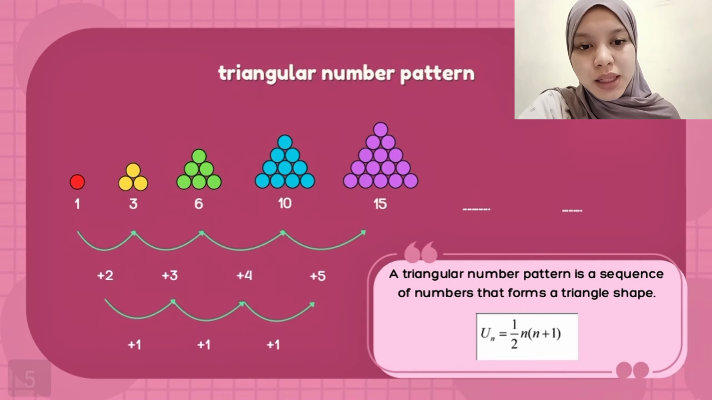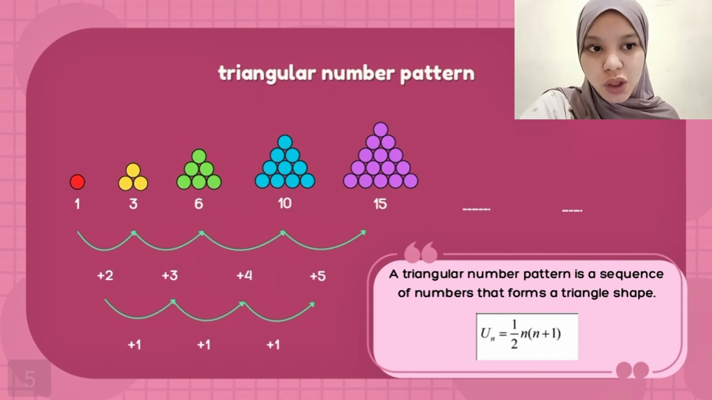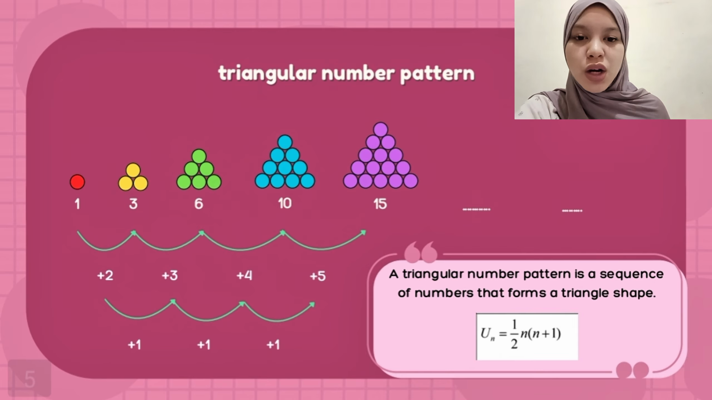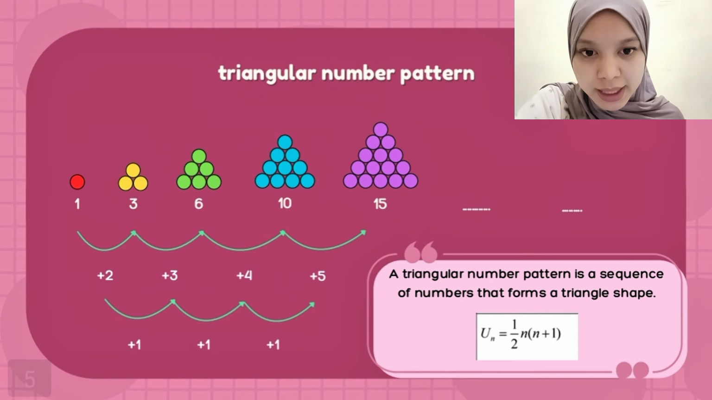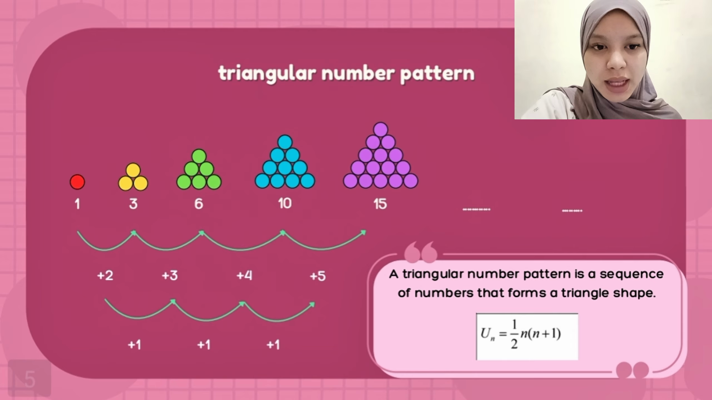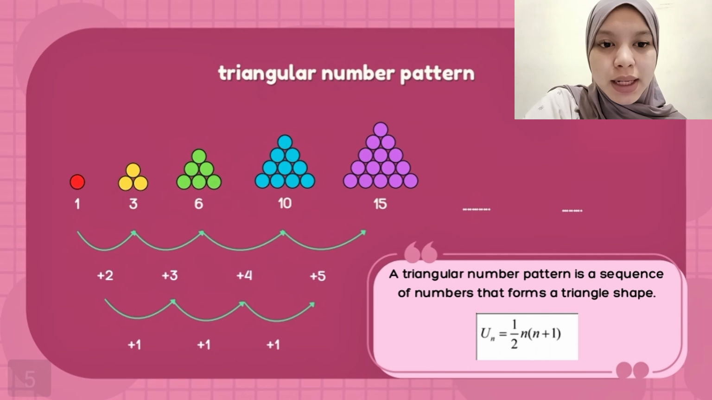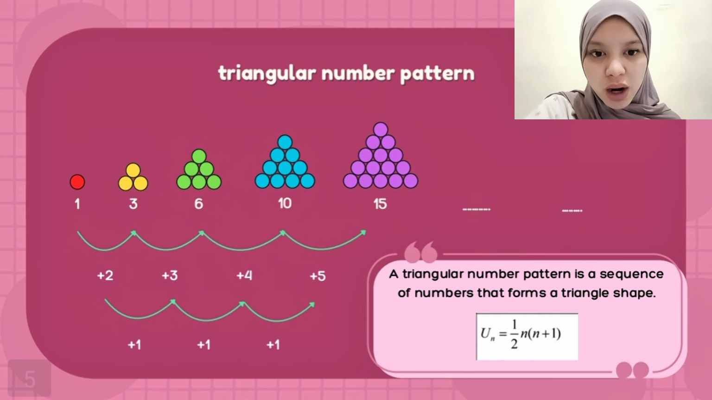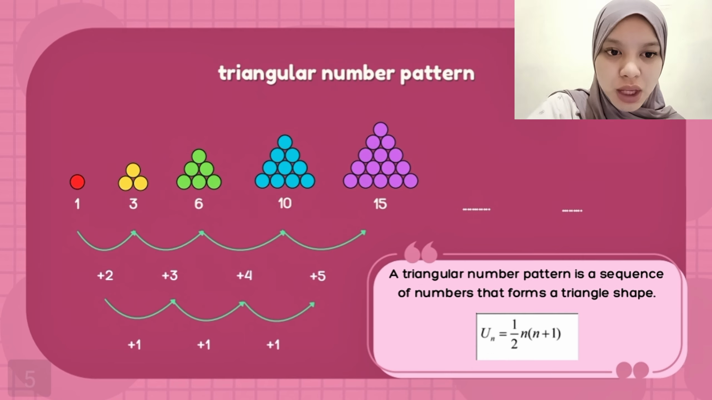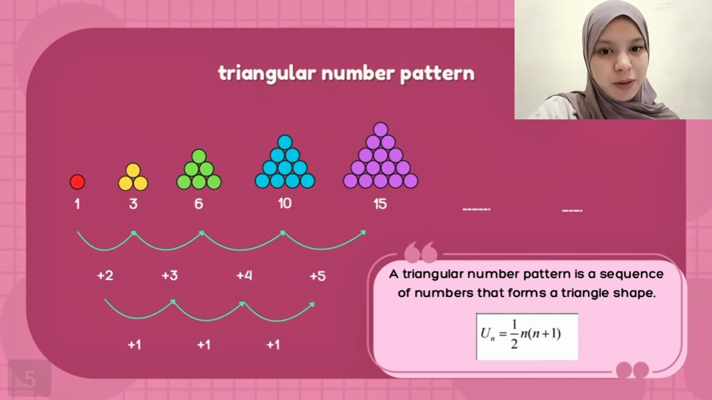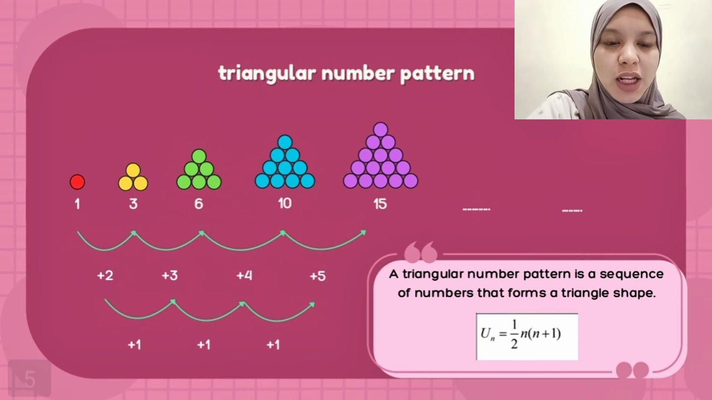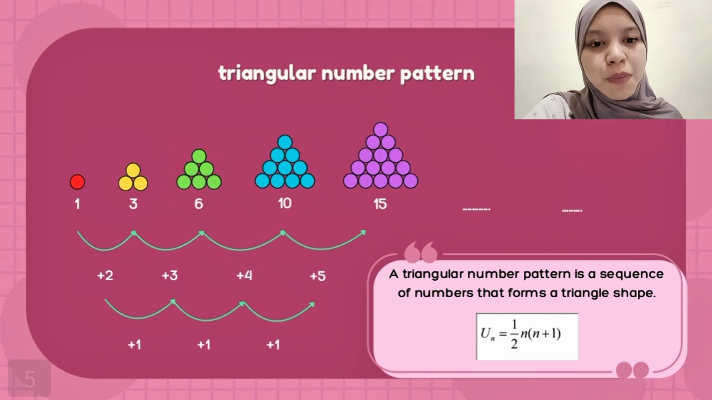To determine the nth term of the triangular number pattern, we use a formula. The formula is read as U sub n equals 1 half times n times n plus 1. This formula helps you find any term without listing all previous terms. For example, to find the fifth term, we say U sub 5 equals 1 half times 5 times 6, which equals 15. By understanding this pattern and using the formula, student can easily identify and determine any term in the triangular number pattern.